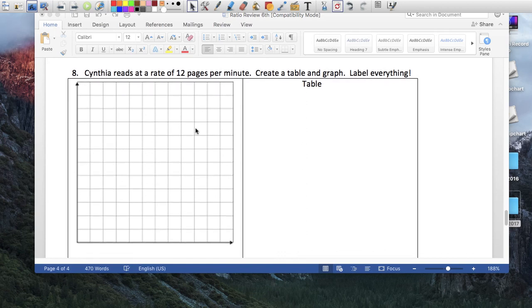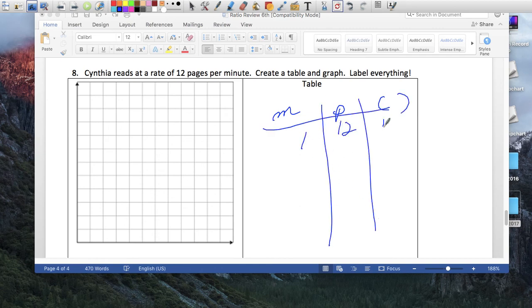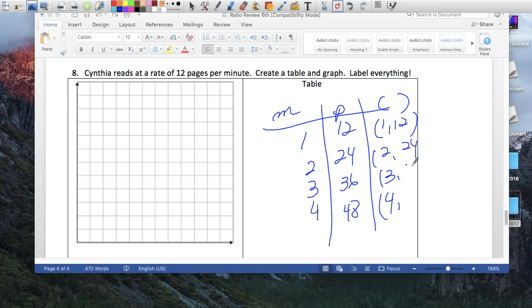Number 8. Okay, so create a table. Again, hopefully you did, and I'm just quickly going to go for it. Minutes, pages, ordered pair. So 1 minute, 12 pages, 1 and 12. 2, 3, 4, 24, 36, 48. So hours or minutes in this case here. Pages. Cynthia's reading rate. Whatever title, as long as it makes sense and is related. And let's just do 1, 2, 3, 4 again.